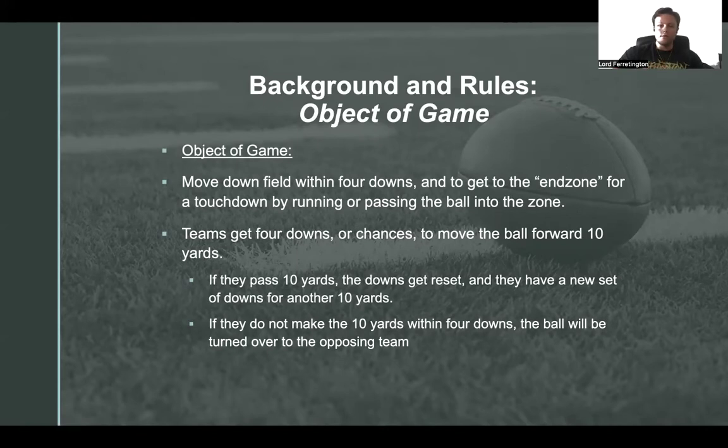You move down the field within four downs or chances, get to the end zone for a touchdown either by running it in or passing the ball in. Teams get four downs or chances to get another first down. If they don't make a first down within that time or the four downs, the ball gets turned over. Now, if they make it within the first four downs, they move the ball 10 yards and they keep going until they get a touchdown.